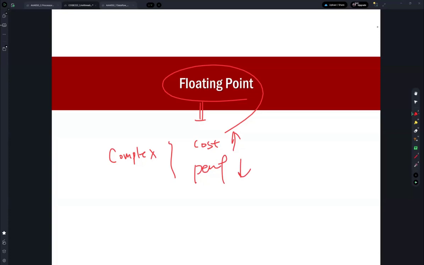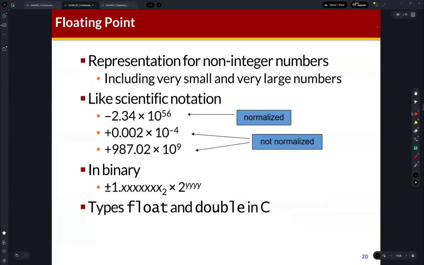So in order to reduce the cost and also to improve the performance, we can apply different number formats for AI applications, right? But the baseline number format for AI applications is floating point numbers. So it's important that you understand how floating point numbers are represented in a computer.